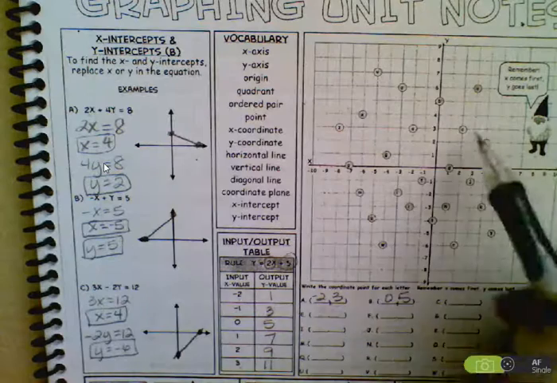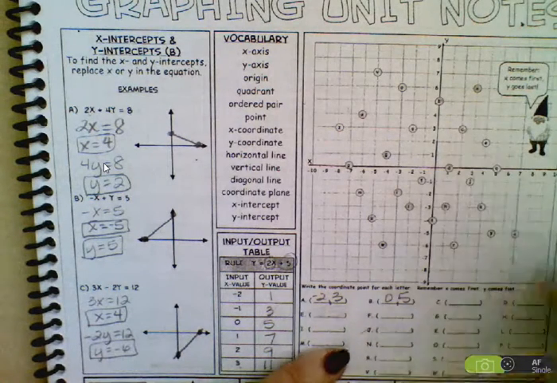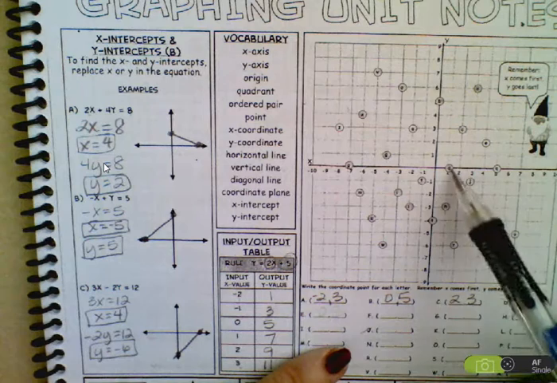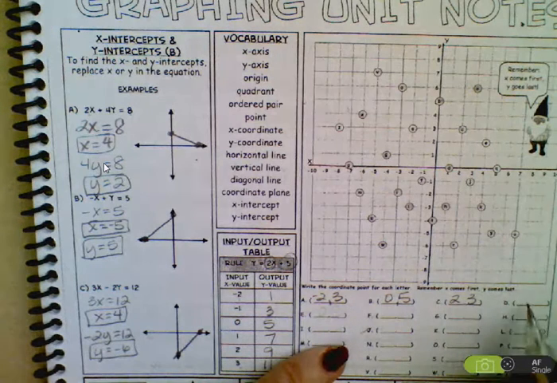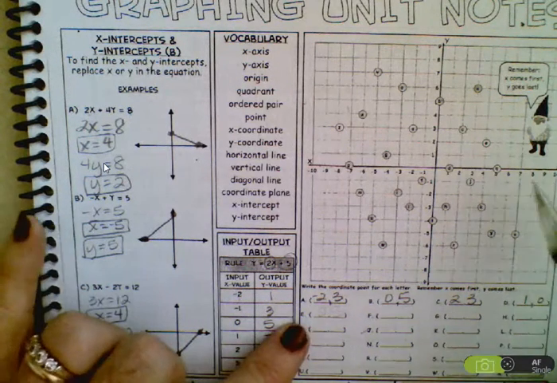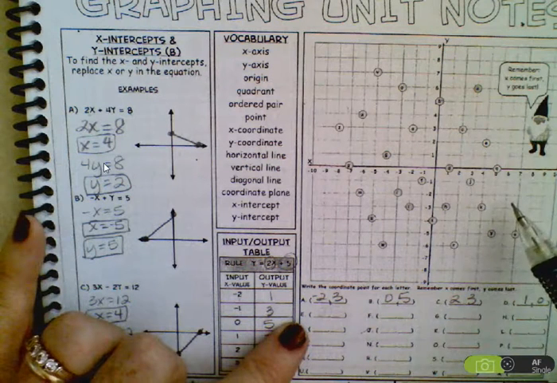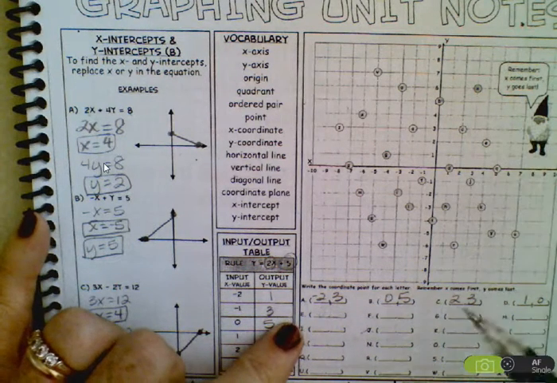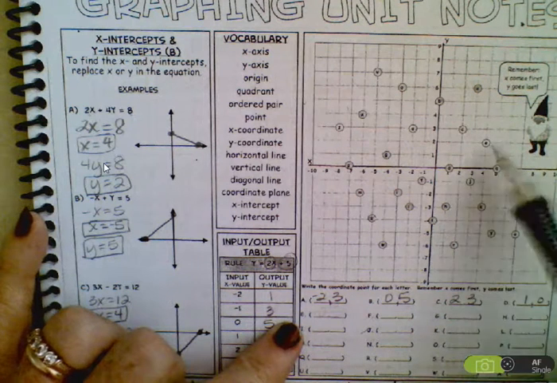C is there. 2, 3. Good. And D is here. 1, 0. And x-intercepts always have a y-coordinate of 0. Always. Good job. All right, let's do one more row. Let's do E. I can't find E. Where is E? My gosh, could they be any littler? In the first quadrant. Oh, there it is.